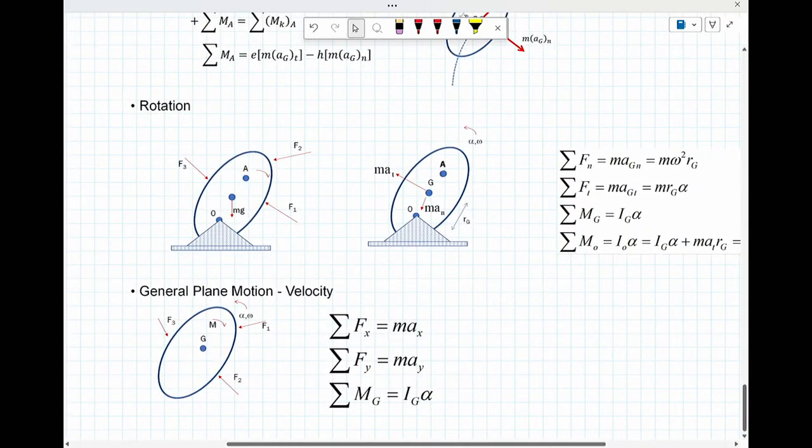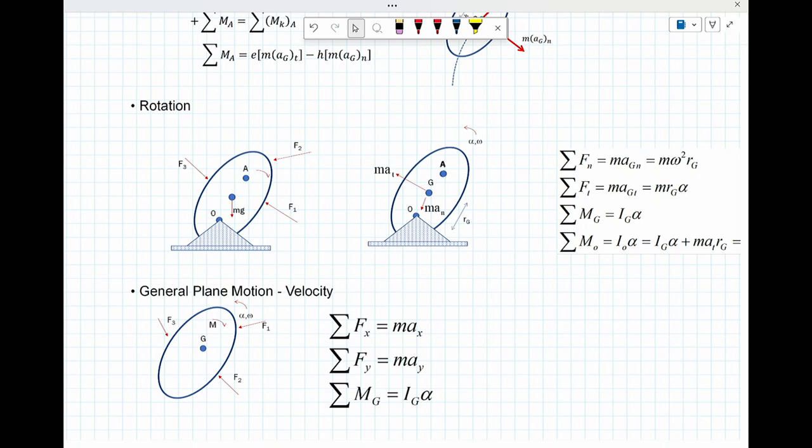Rotation, not so bad. Everything sort of works the way it should. Sum of forces, you know, I have an object. Here I'm pinned at O and I'm rotating about it. I've got a weight acting down. I've got point A. I've got point G, which is a center of mass. Point A is an arbitrary point.